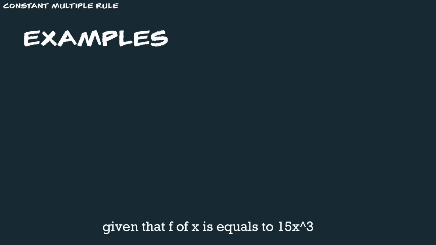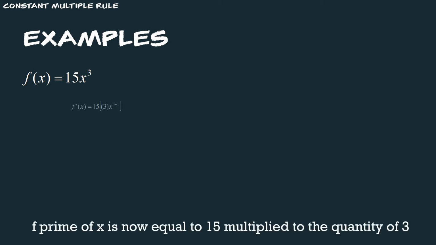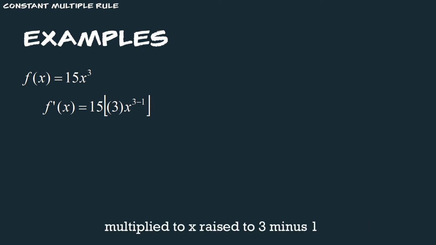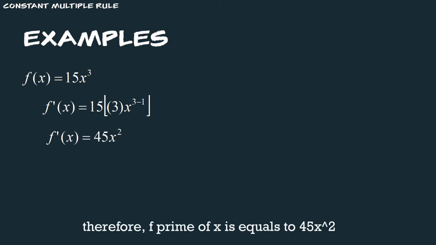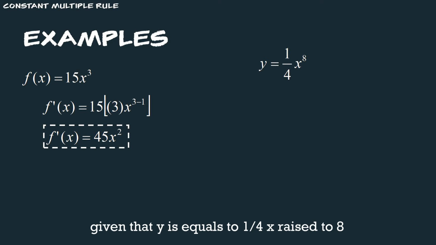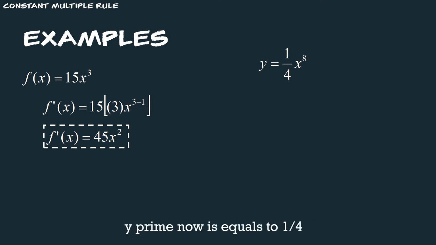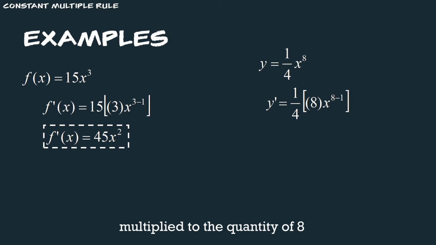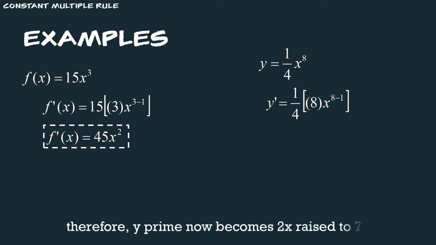Examples. Given that f of x is equal to 15x cubed, f prime of x is now equal to 15 multiplied to the quantity of 3 multiplied to x raised to 3 minus 1. Therefore, f prime of x is equal to 45x squared. Given that y is equal to 1/4 x raised to 8, y prime is now equal to 1/4 multiplied to the quantity of 8 multiplied to x raised to 8 minus 1. Therefore, y prime now becomes 2x raised to 7.